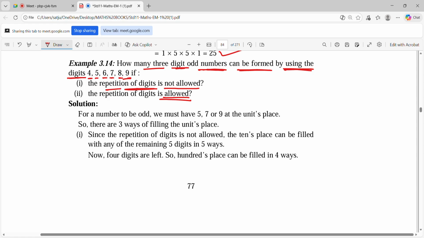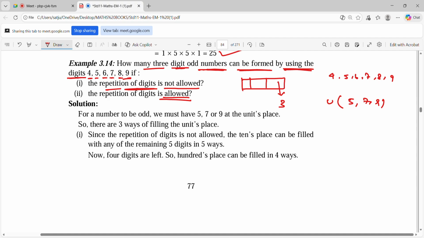How many 3-digit odd numbers? This is a 3-digit number. An odd number means the unit place must contain an odd digit. So here we have 4, 5, 6, 7, 8, 9. What are all the possible odd digits for the unit place? 5, 7, 9 come in the unit place. So therefore there are 3 possible ways to fill this one.